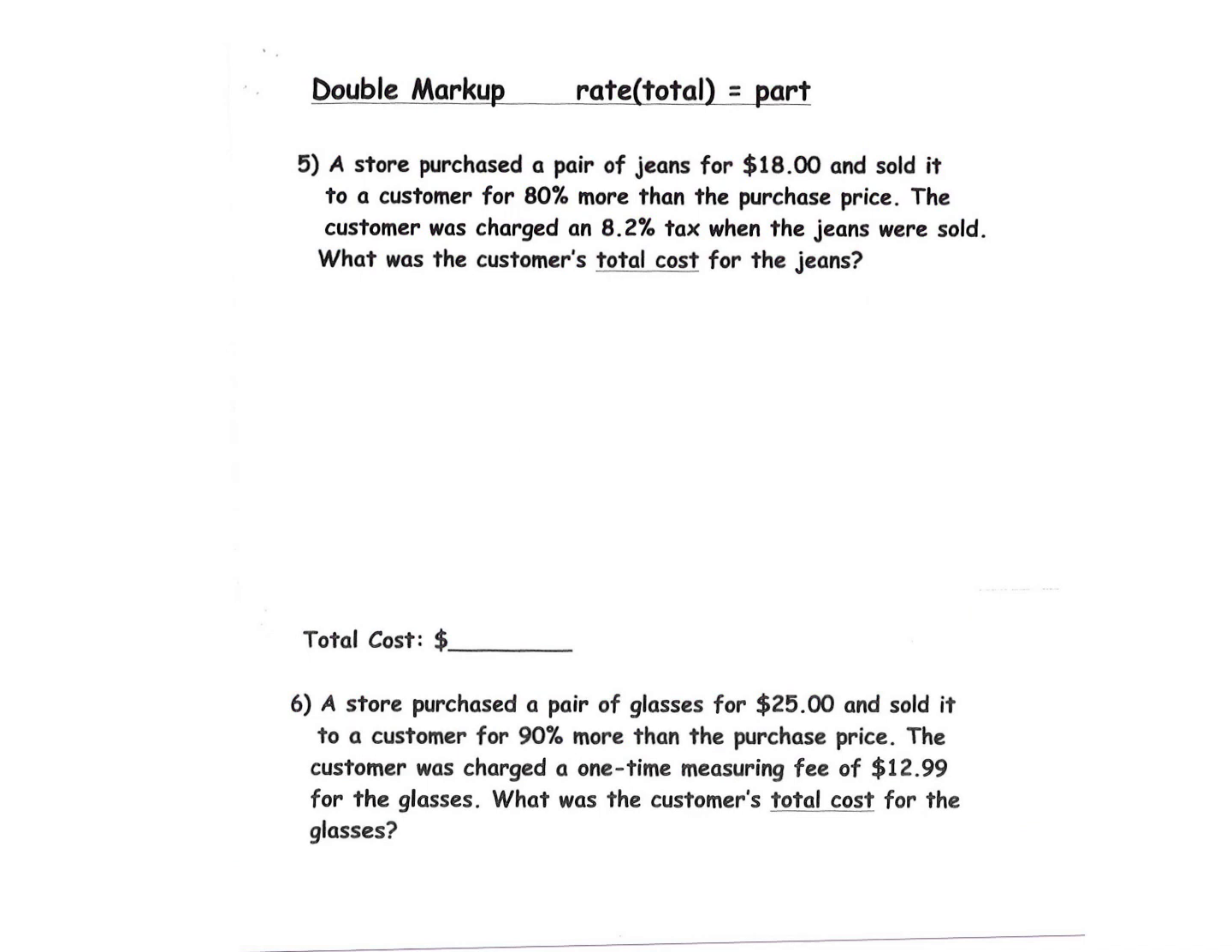On page 3, we are going to do a double markup. We're going to add on to our first tape diagram and add on to our second. Let's take a look at problem number 5. A store purchased a pair of jeans for $18 and sold it to a customer for an 80% markup, or 80% more than the purchase price. So that's our first tape diagram.